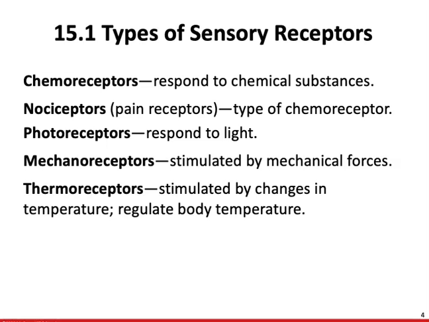We also have thermoreceptors. Thermoreceptors are stimulated by changes in temperature, and they're responsible for helping to regulate body temperature. We have thermoreceptors in both our hypothalamus and our skin. This is why we can feel when something is hot or when something is cold, because we have thermoreceptors found in our skin.